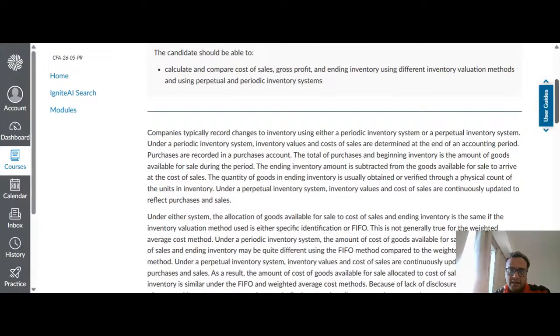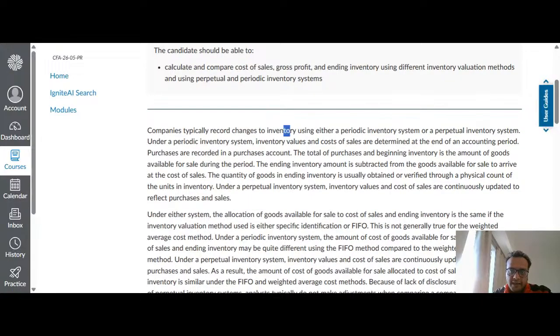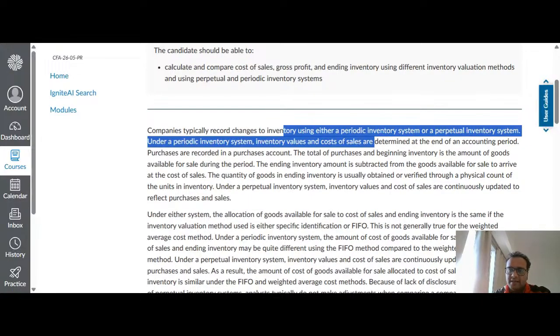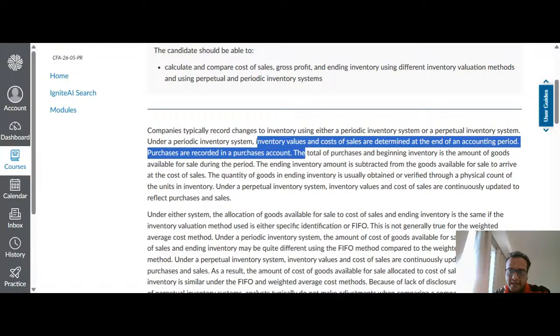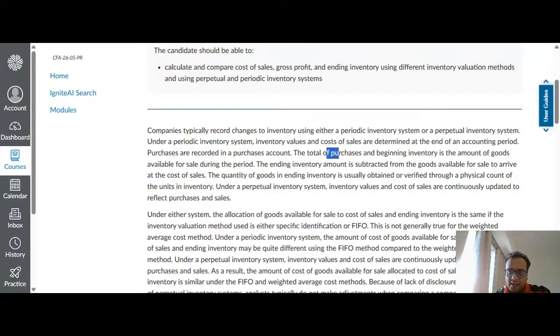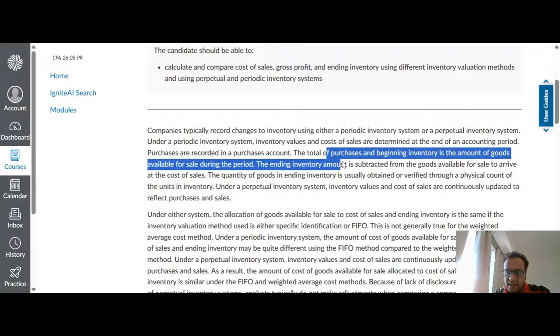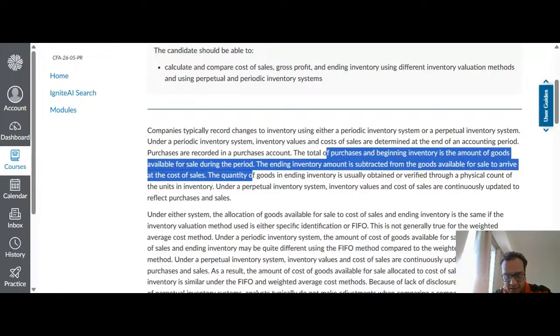Companies typically record changes to the inventory using either a periodic inventory system or perpetual inventory system. Under periodic inventory system, inventory values and cost of sales are determined at the end of the accounting period. Purchases are recorded in the purchase amount. The total of purchase and beginning inventory is the amount of goods available for sale during the year. The ending inventory is subtracted from the goods available for sale to arrive at the cost of sales.